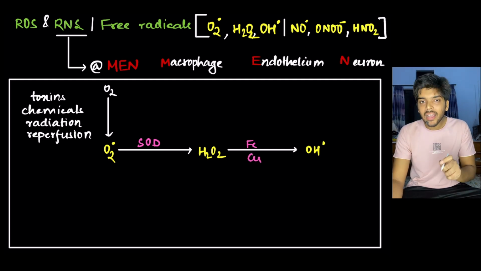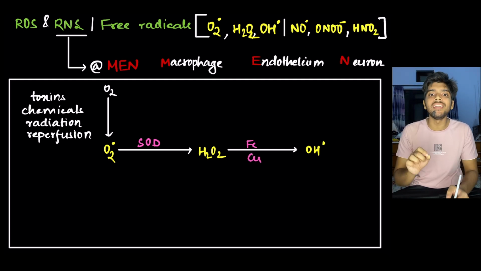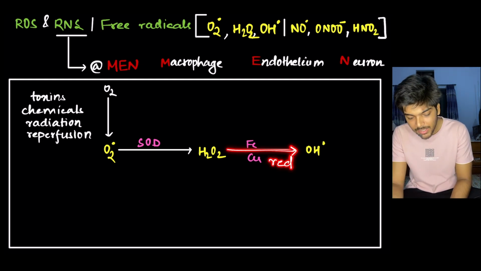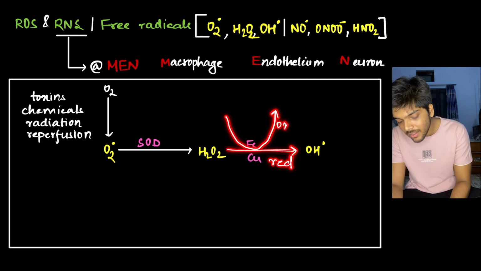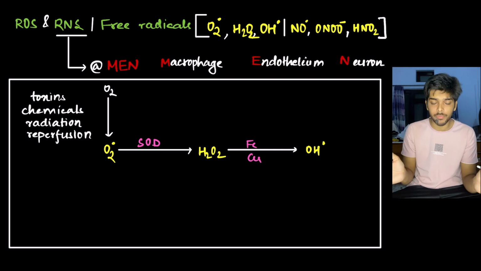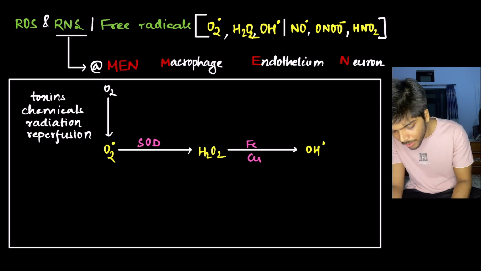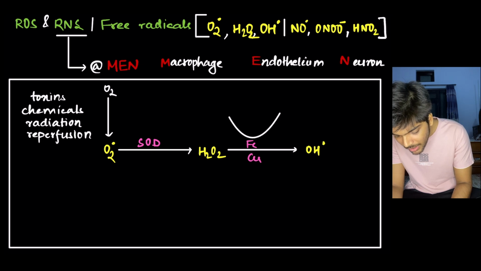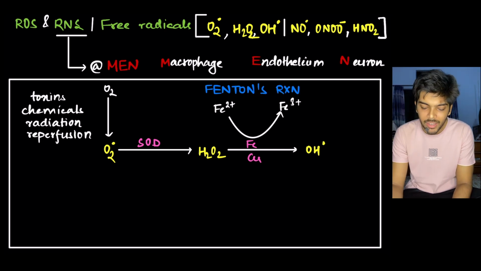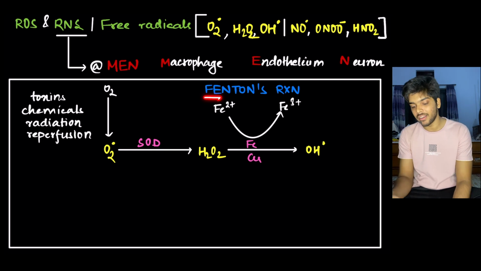The reason being, iron and copper have a variable oxidation state. So if in this arrow reduction is taking place, iron and copper can go through oxidation easily. They can easily increase their oxidation number. Transition metals have variable oxidation states. You know that from your chemistry. So in this reaction, the ferrous form of iron, that is Fe2+, is converted to the ferric form of iron, that is Fe3+. And this particular reaction is called Fenton's reaction. The reaction has Fe in the name itself, so it is going to have iron in it.